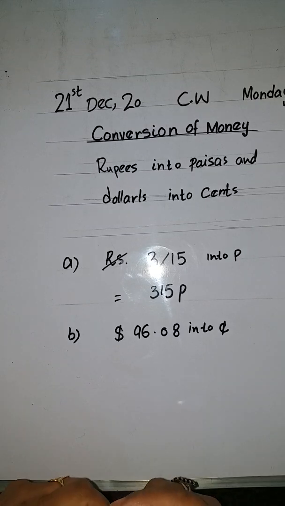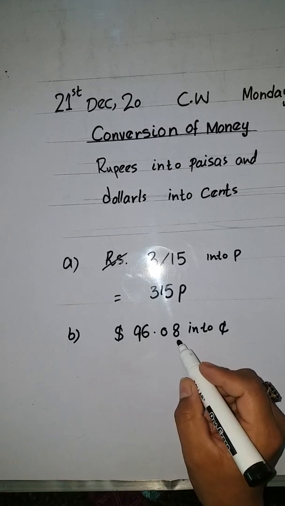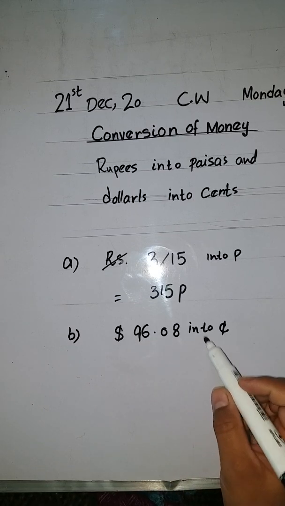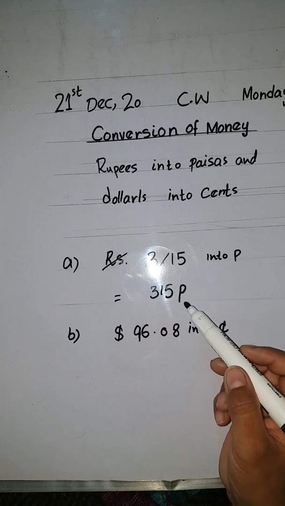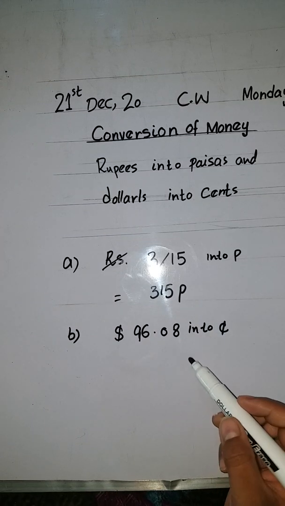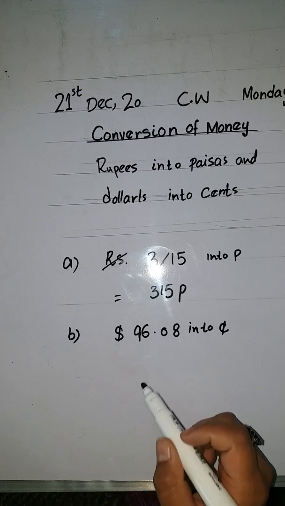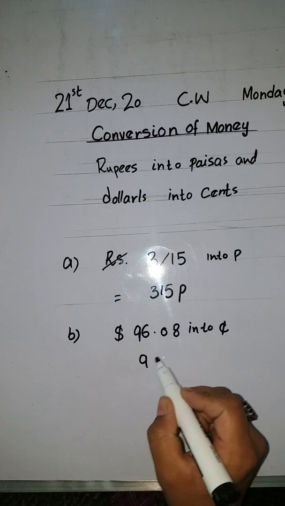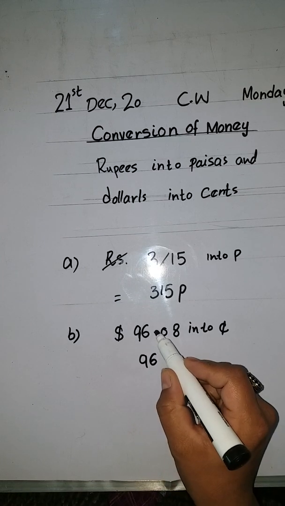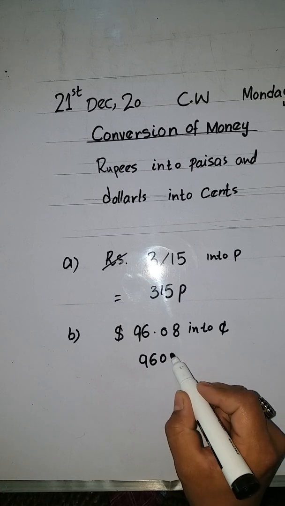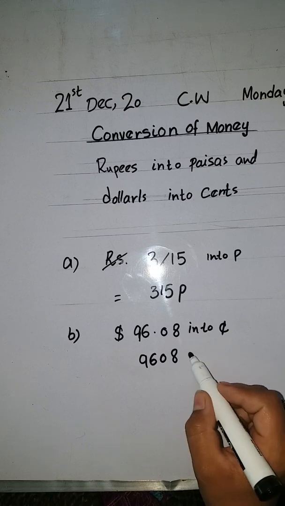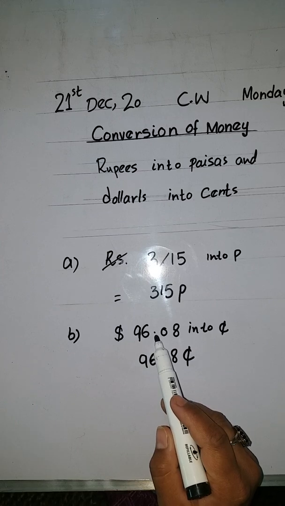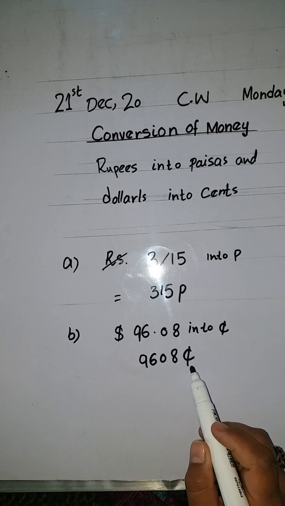So if we take the other example of dollars, you are given $96.08. So you have to convert the dollars, only dollars into cents. The same procedure you have to apply that you have applied in the rupees case, from rupees to paisas. What we will do here, we will remove the dollar sign. We will write 96. We will also remove the point. We will only put the cent sign.